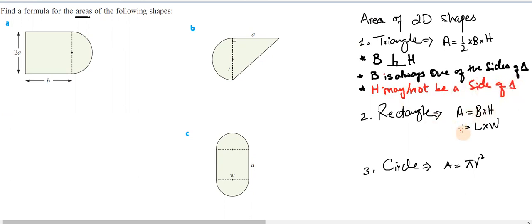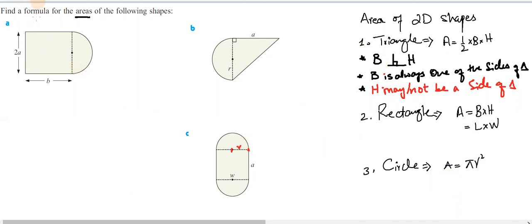Height may or may not be a side of the triangle. For rectangle, it's simply base times height, but you also use the terms length times width. And again, base and height are at a right angle to each other. For circle, the area is pi times the radius squared. Radius is this length starting from the center to the boundary. This is the radius, right?